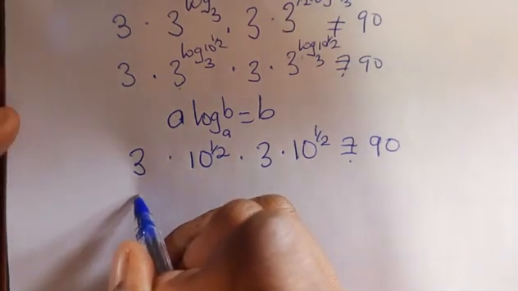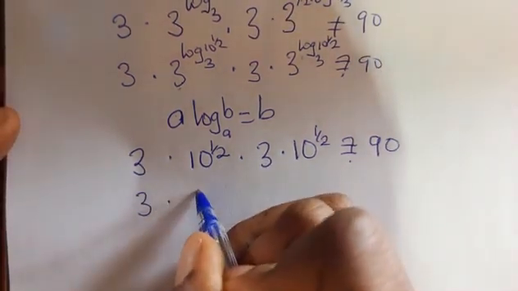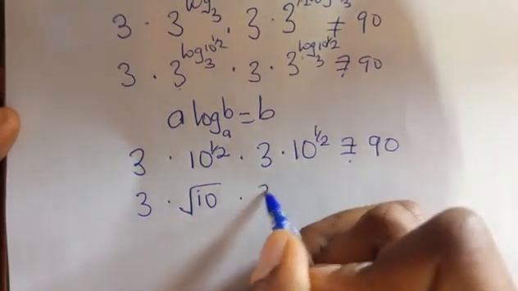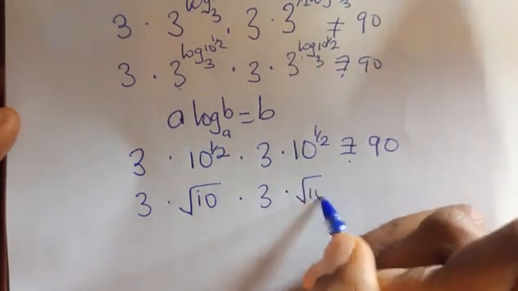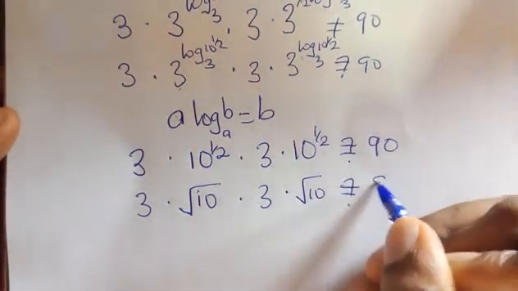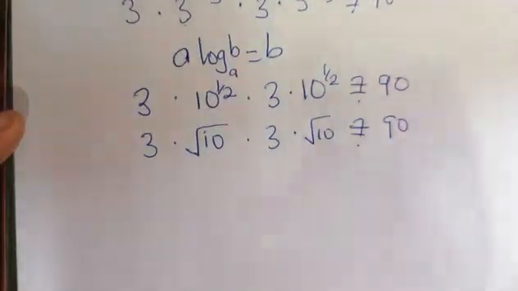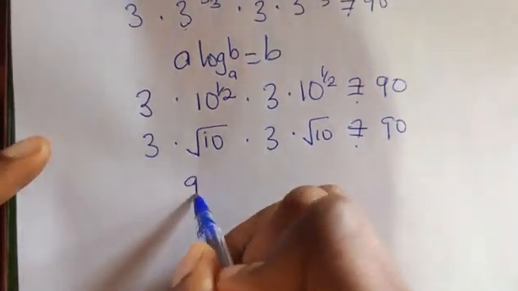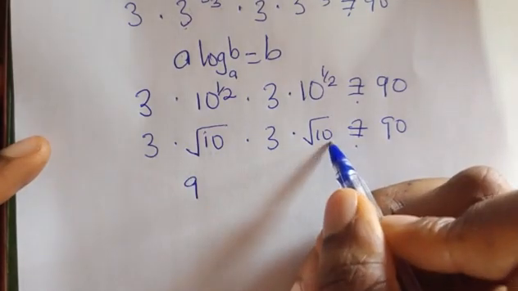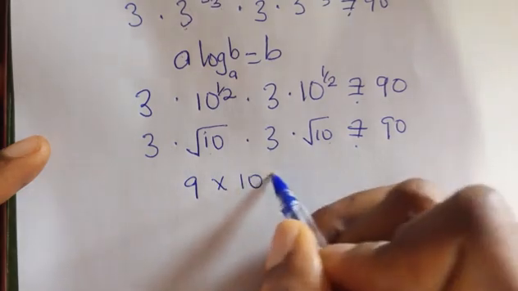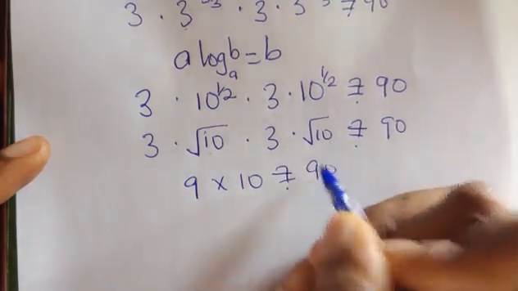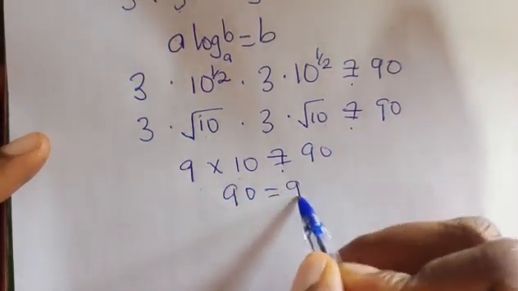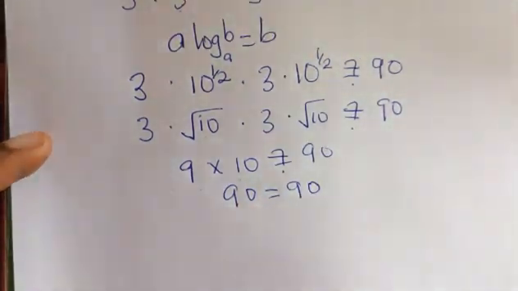So this is the same as 3 times the square root of 10, times the 3 again, times the square root of 10. Is it equal to 90? So now 3 times 3 is 9. The square root of 10 times the square root of 10 is 10. Is it equal to 90? So 9 times 10 is 90. You see that it is equal to 90.